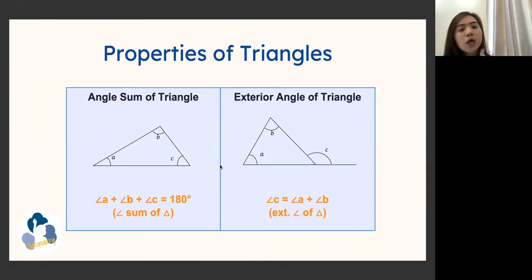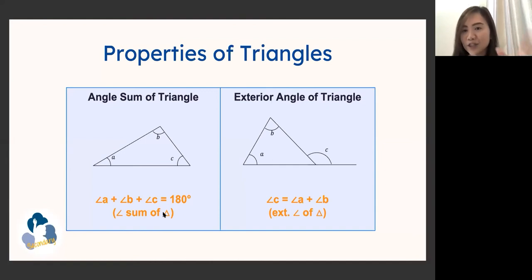All three interior angles of a triangle add up to 180, so we use the property angle sum of triangle. But do take note, certain schools do not allow students to use the triangle symbol, so you have to follow whatever requirement of your school.